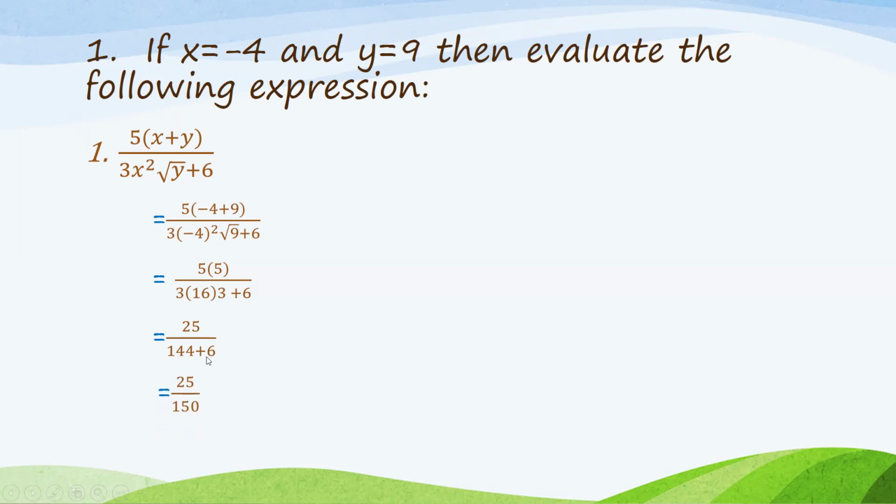25 over 150. Can we further simplify it? Yes. 25 ones are 25, and 25 sixes are 150. So in this way, we can properly evaluate the expression step by step. First, if there is a round bracket, we have to add and subtract the values. If there is a root on a single term, find the root of that term. If there is a negative number with a square and cube, students first find the square, and properly solve the question.